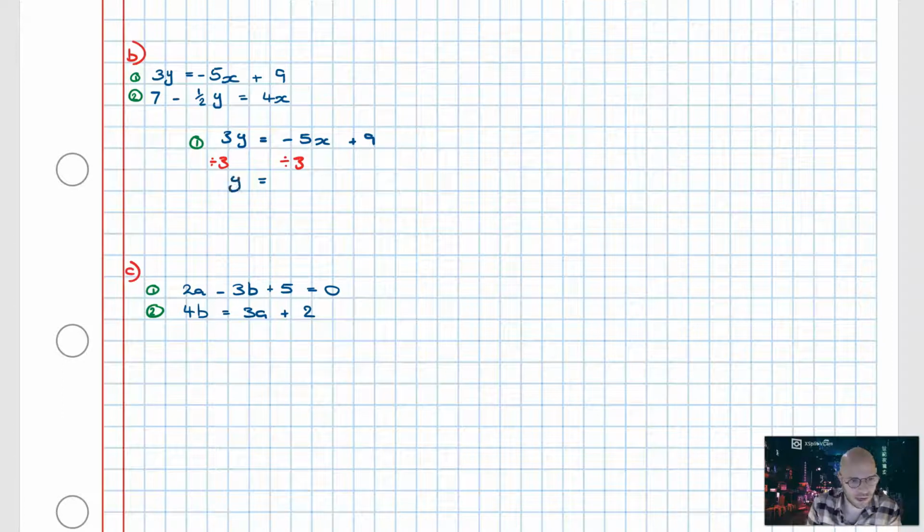So I get y equals negative 5/3 x plus, and 9 divided by 3 is just 3. So this is our first equation.